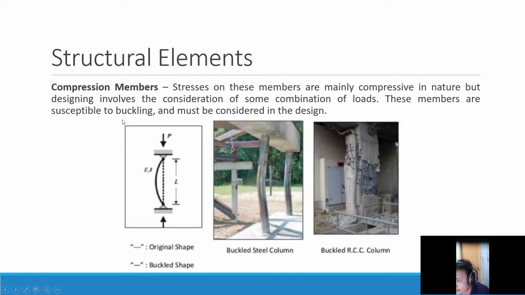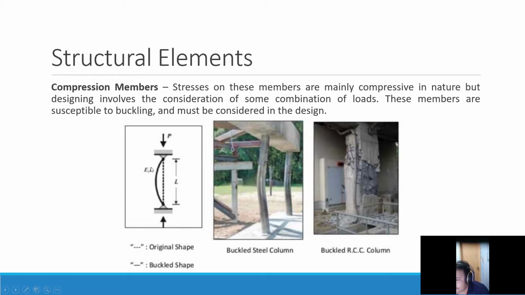Since these members are susceptible to buckling, this is what buckling looks like. Buckled steel columns, buckled RCC columns. It's because of the critical load. We can compute it using the Euler's critical load.